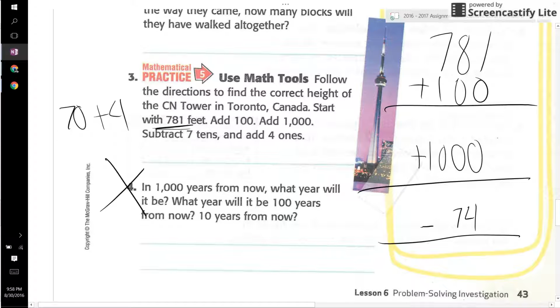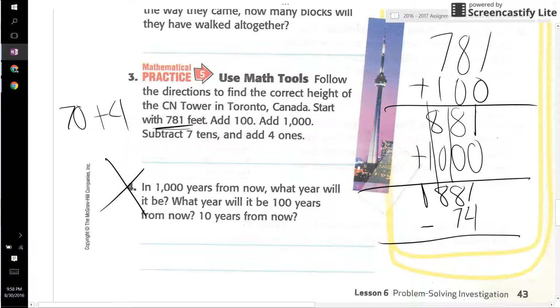0 plus 1, 1 plus 0 is 1. 8 plus 0 is 8. And then 7, 8. So 881 is my first one. Now I need to add this 1,000. So 1 plus 0 is 1. 8 plus 0 is 8. And then 8 plus 0 is another 8. And then 0 plus 1 is 1.